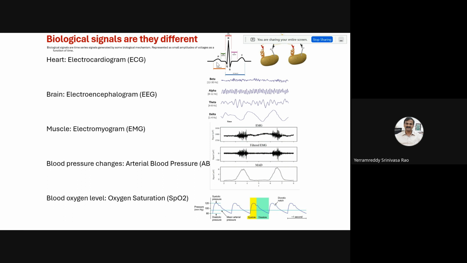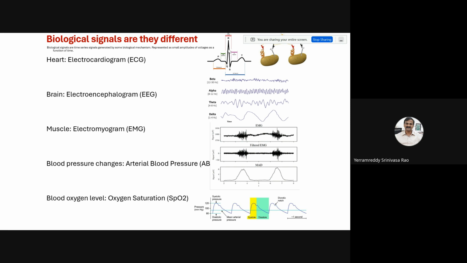PQRST waveform. Look at the beauty of this waveform. It's not a straight line. If it is a straight line, then you are a dead person. It's not a straight line. It has a P wave, then Q is going down, then R shoots up. S is going below the Q wave. Again, T is slightly higher than the P waveform, and it has some duration.